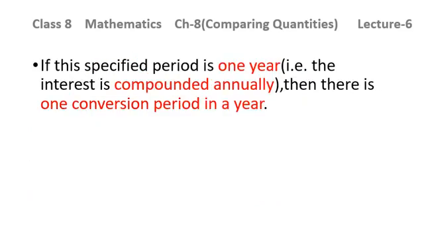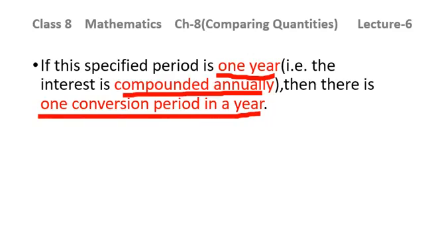Now, if this specified period is 1 year, I'm explaining it, please pay attention here. If this specified period is 1 year, that means the interest is compounded annually. Then there is one conversion period in a year. Obviously 1 year has 12 months. So if the specified period is 1 year, the interest is compounded annually, and then one conversion period is there in a year.